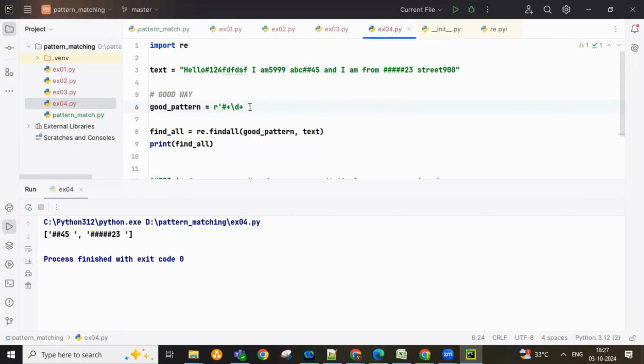But for space, we have something called backslash s. So backslash s means a single space. You got it? So if you use a single backslash s, it would match only one space. If it is backslash d, one digit, backslash s, one space. Make sense? Any question in this?